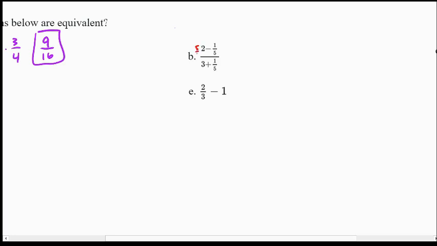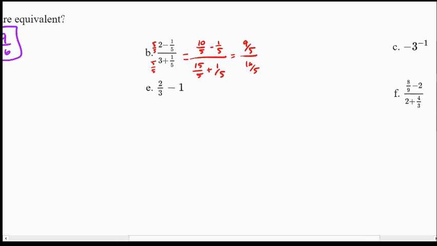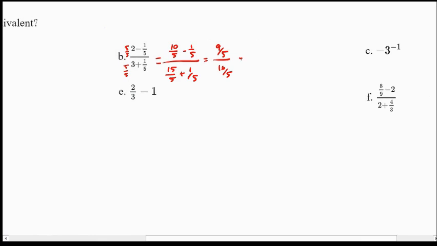I'm going to multiply 2 by 5/5 to get 10/5 minus 1/5 on the top. And then the same idea on the bottom, I want a common denominator, so I'm going to multiply 3 times 5/5 so that I can actually add these together. On the top, when I simplify, I get 9/5. On the bottom, I get 16/5, after subtracting 1/5 and then adding 1/5. And now I'm going to use what I know about dividing fractions to do 9/5 multiplied by the reciprocal.